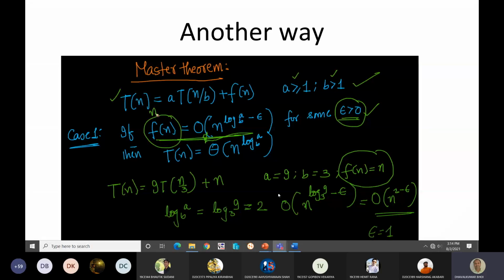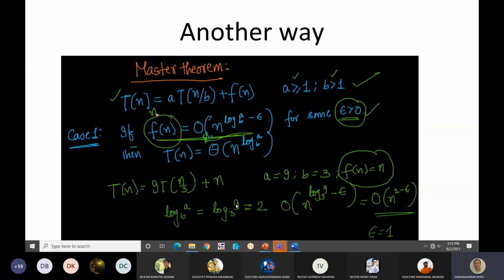So a equal to 9 we are getting, b equal to 3 we are getting, and f of n we are getting n. So first thing I ask you to find out the value of n raised to log a base b. So first you have to find log a base b. So what value will we get? log 9 base 3, and what is the value of log 9 base 3?